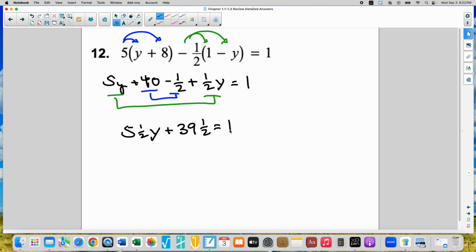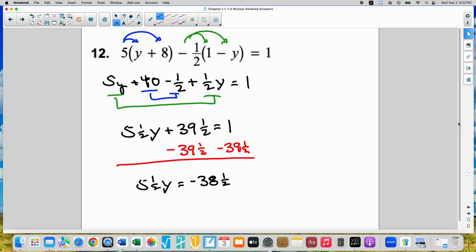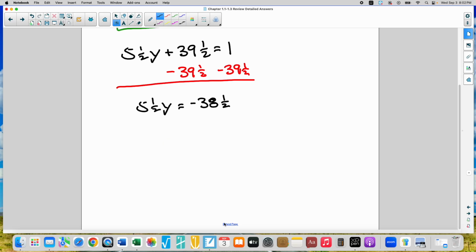Lots of fractions. You can convert them to improper fractions, or you can just keep going. So we're going to get rid of that adding 39 and a half. You can also turn them to decimals. 39 and 1/2. That's 5 and 1/2 y equals, well, if I add 1 to negative 39 and a half, that's negative 38 and a half. Hopefully, logically, you know that answer, that you don't have to do the work. Okay? But if you wanted to, you could make a common denominator, etc. And so that's what you would do.